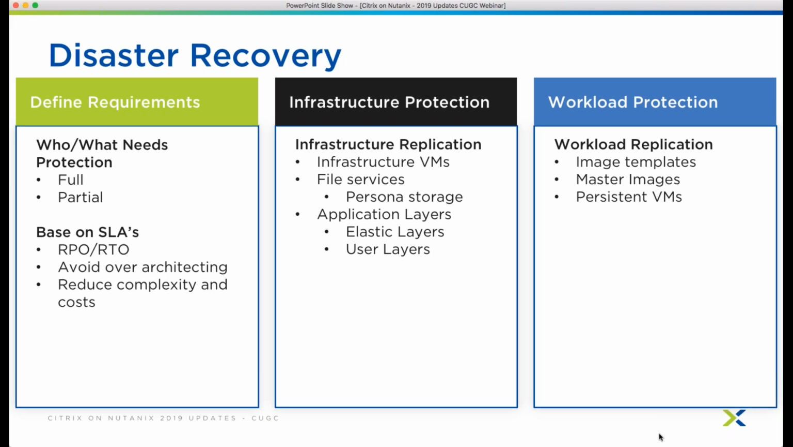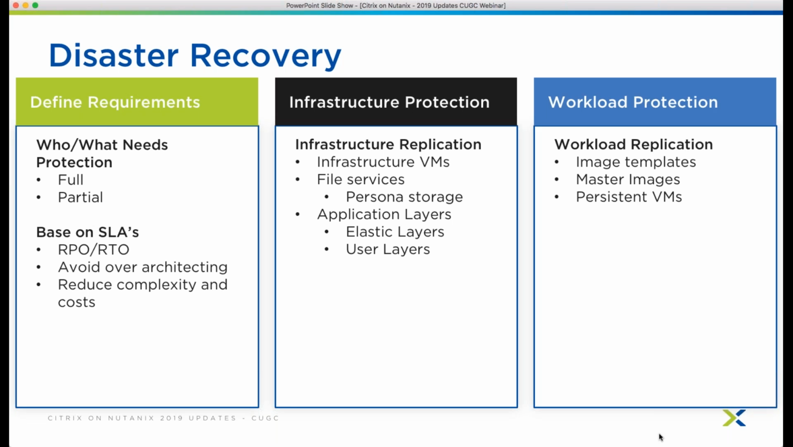And then if you're using app layering, look at the elastic layers, which are easy because those are read-only, so we can copy those anytime. But user layers, since they're read-write, can't just be copied from A to B. You have to look at how you can do that because they're open, they're mounted, they're in read-write mode. So look at storage replication, look at third-party tools, look at a maintenance window to copy those, and so forth.